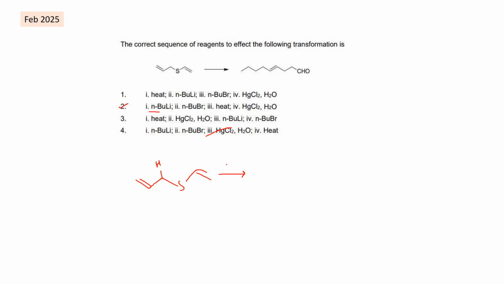In case of 2, in presence of base, this proton will be eliminated and we will form this anionic species. After that, if you add butyl bromide, it will substitute the bromide from the species and the butyl group will enter here. So we'll get this type of species.